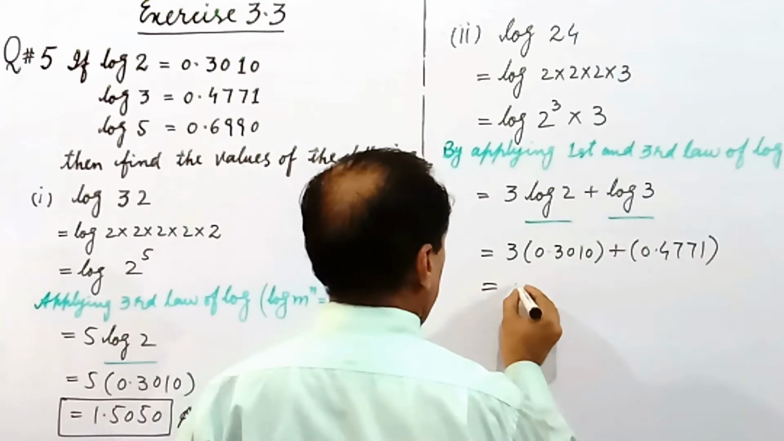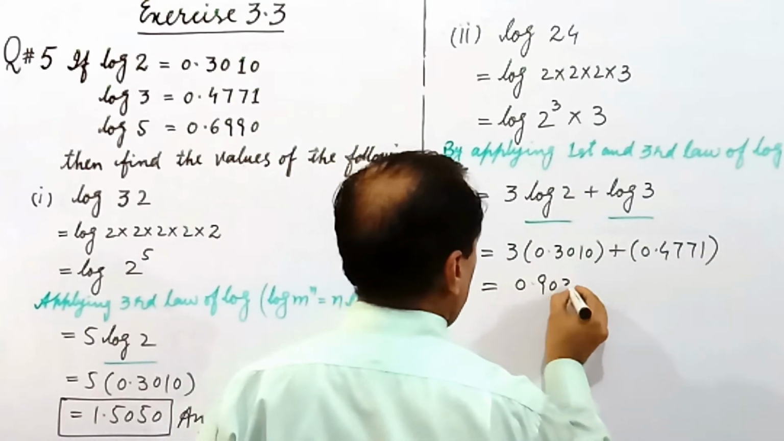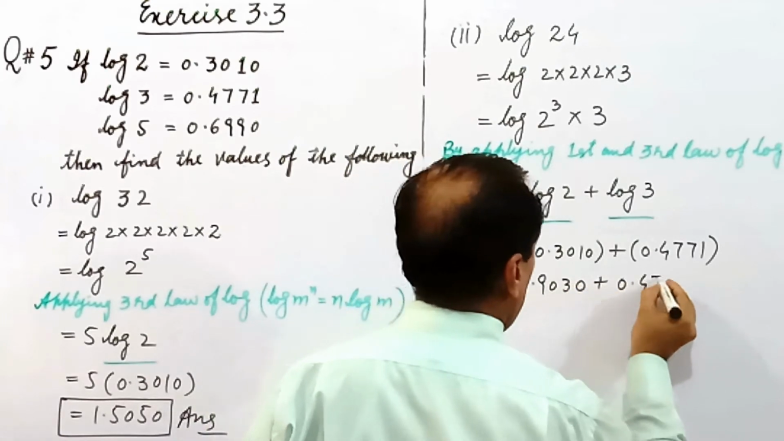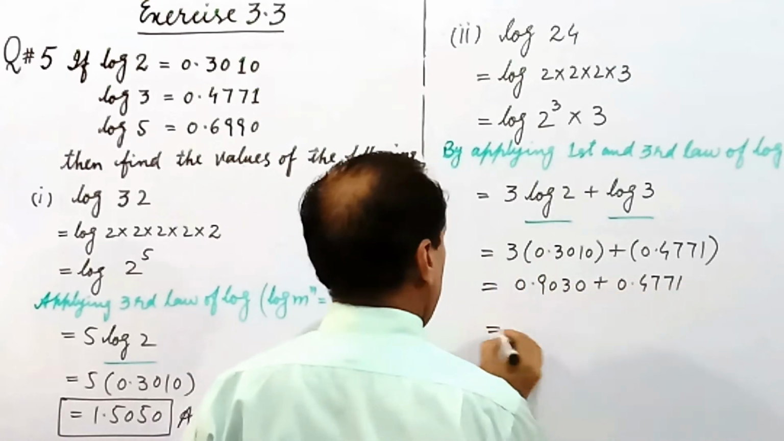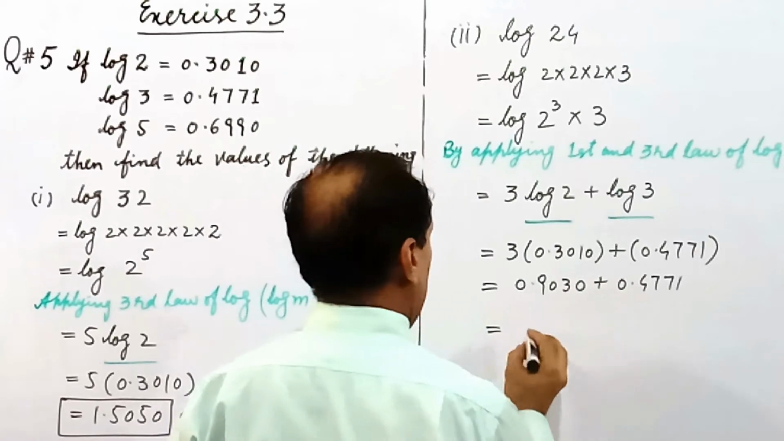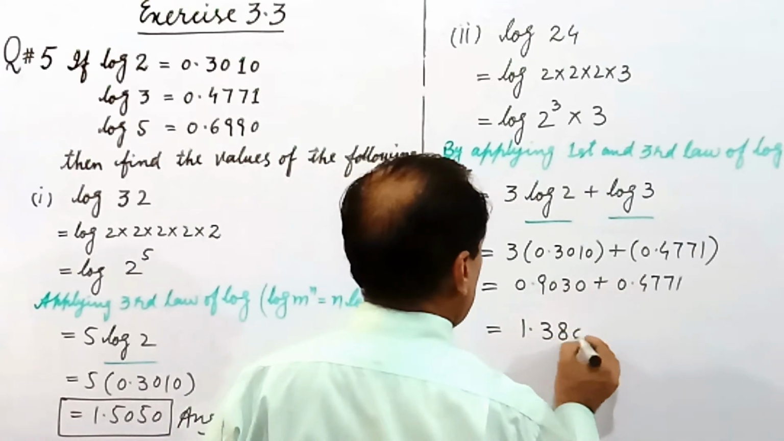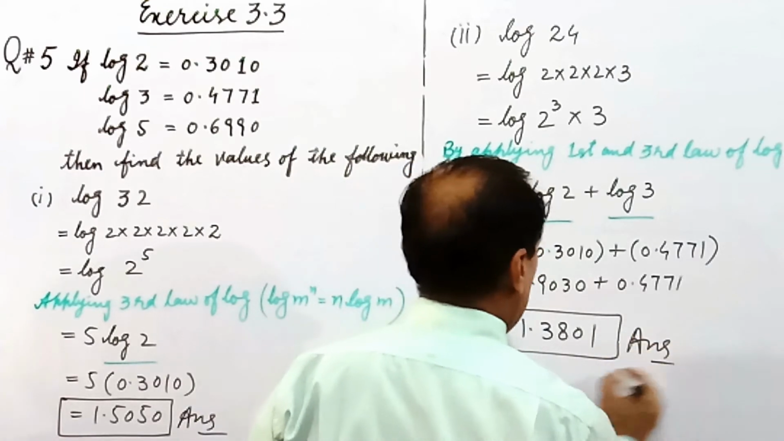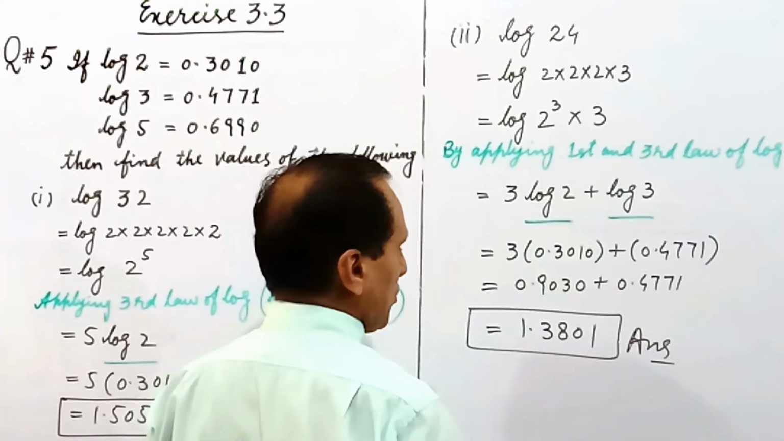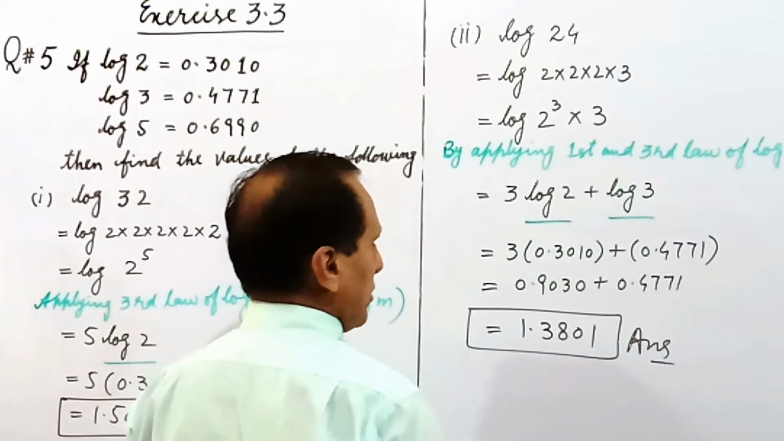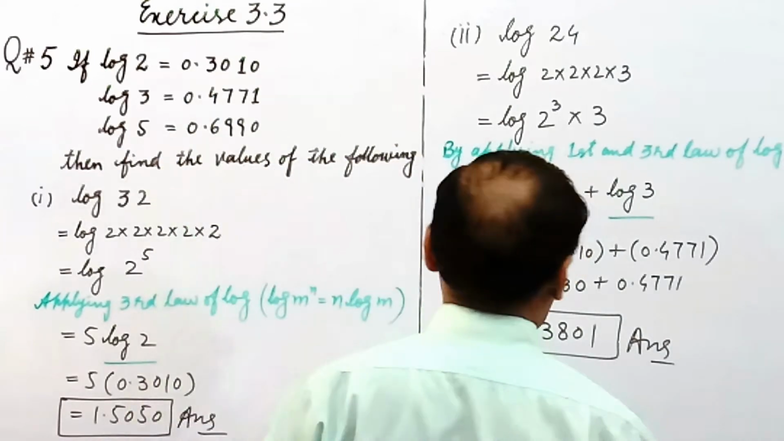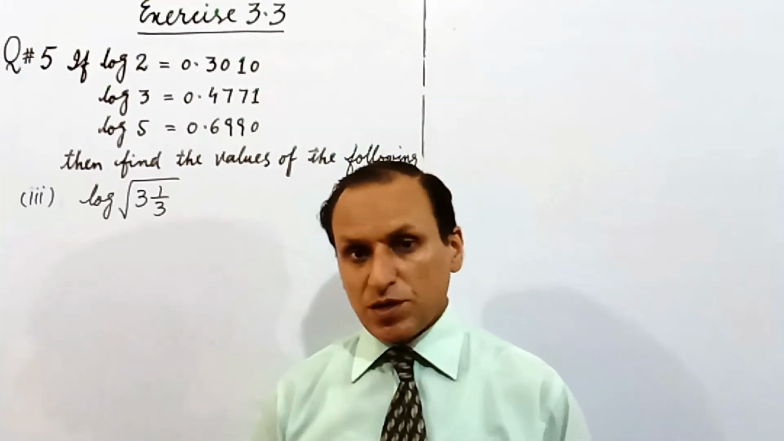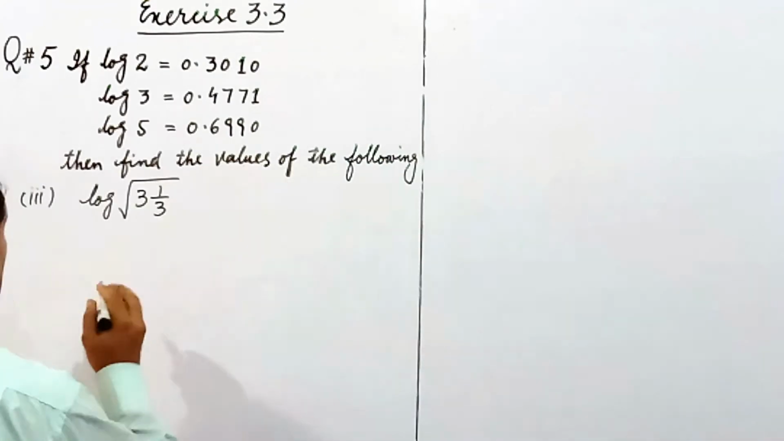Now we substitute the values of log 2 and log 3, which are given over here. Using the calculator, we have 0.9030 plus 0.4771, and by adding these two values we have 1.3801. Hence, this is the value of log 24, which we calculate by using the given values of log. So now we do part 3 of question number 5.